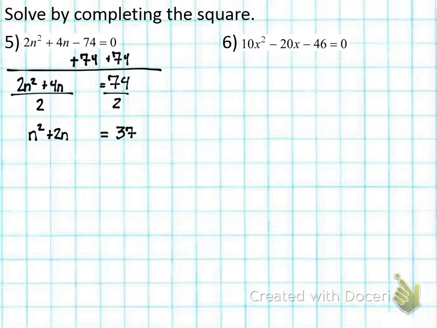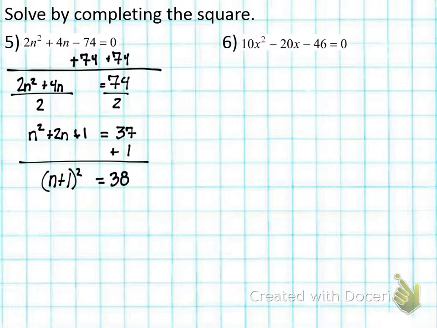1 squared. Add 1. So we're going to add 1 to both sides. Okay. Left side becomes what? Okay, good. Want to take the square root of both sides. So we got n plus 1 is equal to square root of 38.